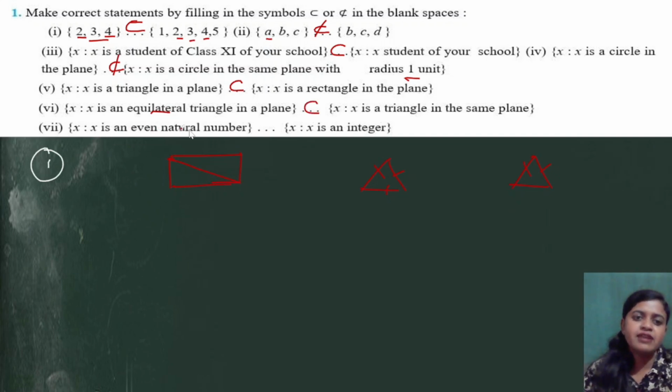Now X is an even natural number, and X is an integer. Natural numbers start from 1, 2, 3, and integers mean negative integers -1, -2, and also 0 and positive integers. So this is obviously a subset, because natural numbers exist in the integers. That's why this is a subset.